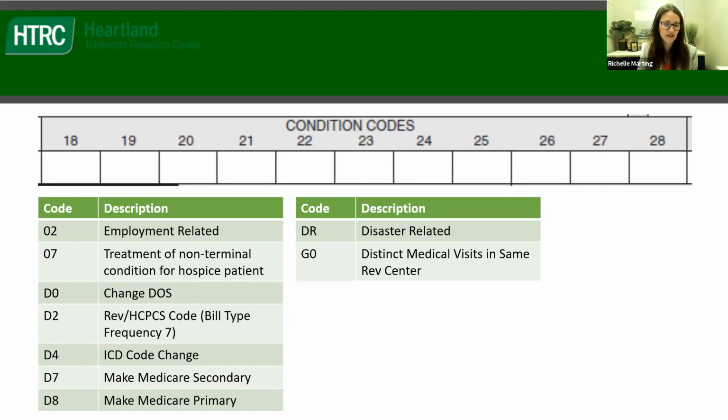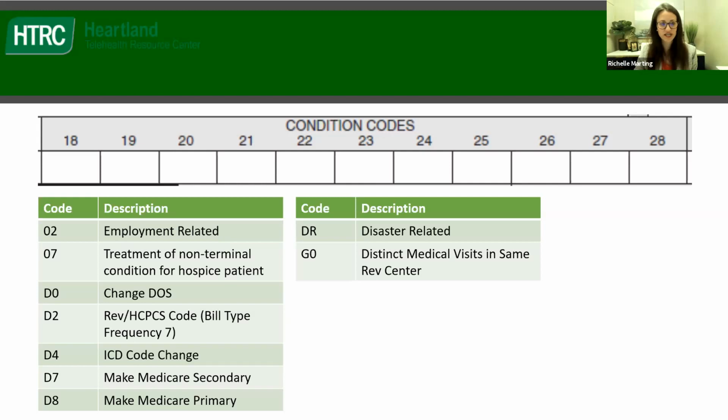I've pulled a few that I thought may be the most relevant to RHCs and FQHCs that you may consider putting in these condition codes. We have 10 different possibilities, and you don't have to fill all of them out. You may not even fill any of them out if there aren't any condition codes that describe a patient's situation.